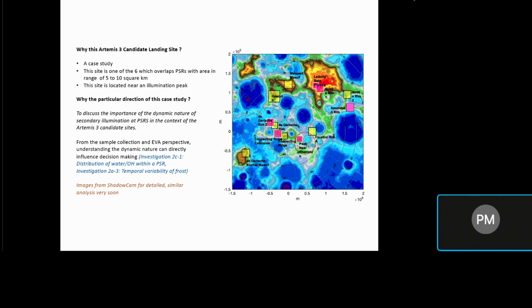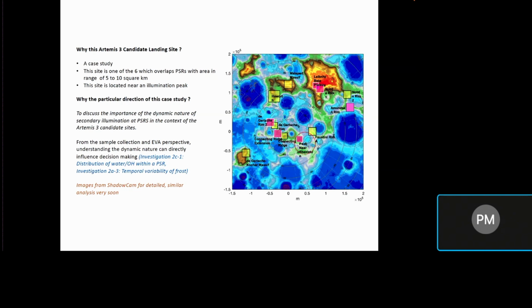This site is also located near an illumination peak. In Erwan's presentation, I think it was the 8th one in the series that he was showing, you could see that there was a peak of light even during winter at this particular site. To have a place where you have strong illumination even in the winter, while you still have a PSR, is a particularly good situation as a starting hypothesis of a good site.